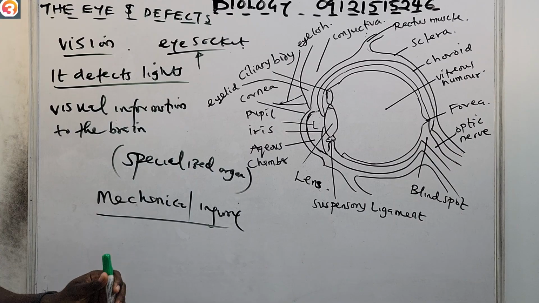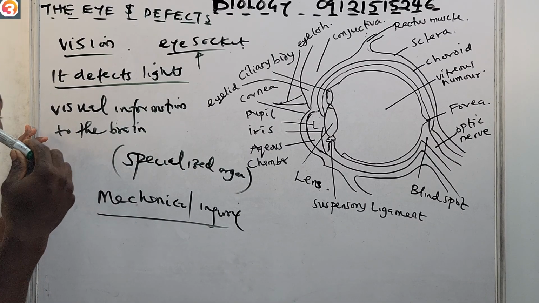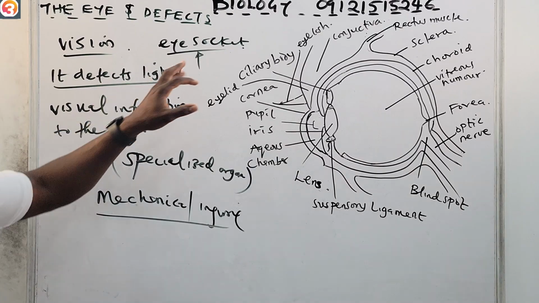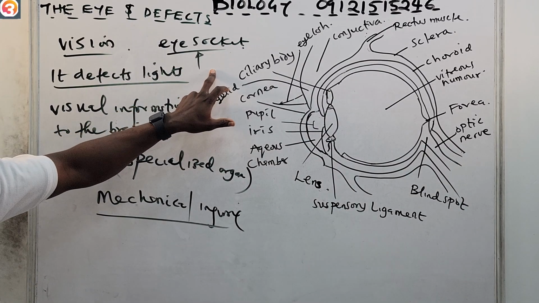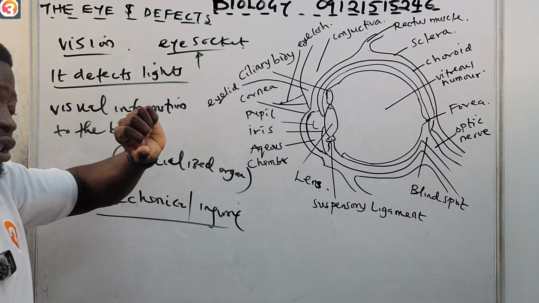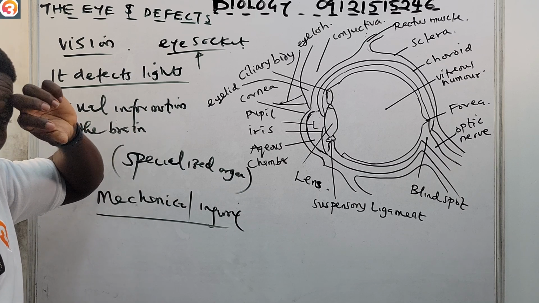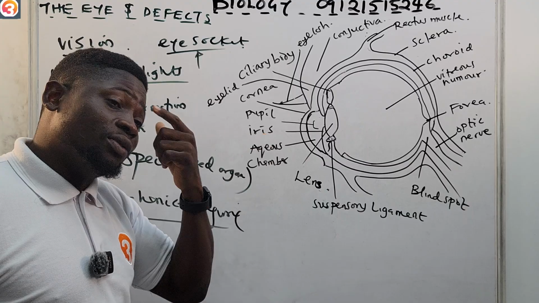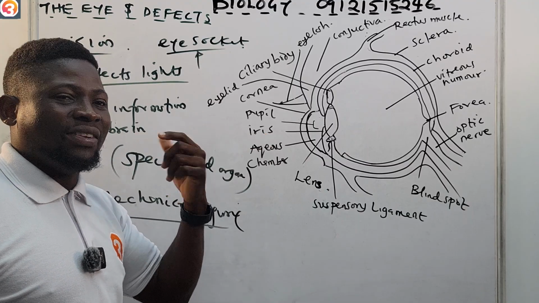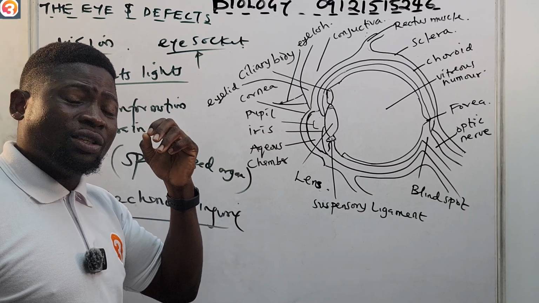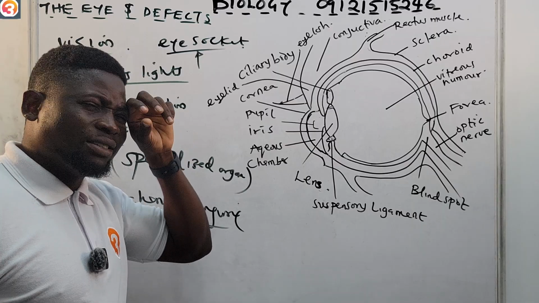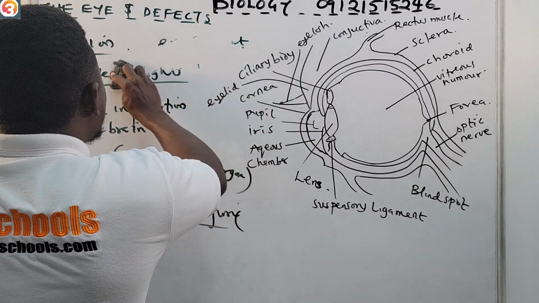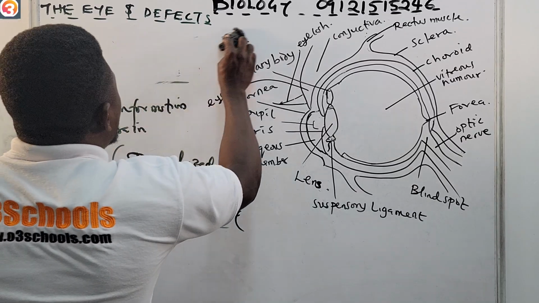So we say that the eye is enclosed in the eye socket. It is protected from mechanical injury by the eye socket. That's why once you hit somebody, it's the socket you most probably will hit. This side will swell up or it will tear, but it will not majorly affect the eye. So it takes a lot for the eye to even get injured because of this eye socket.